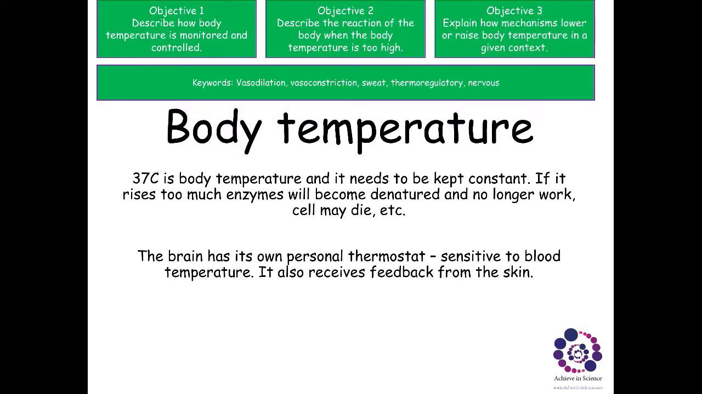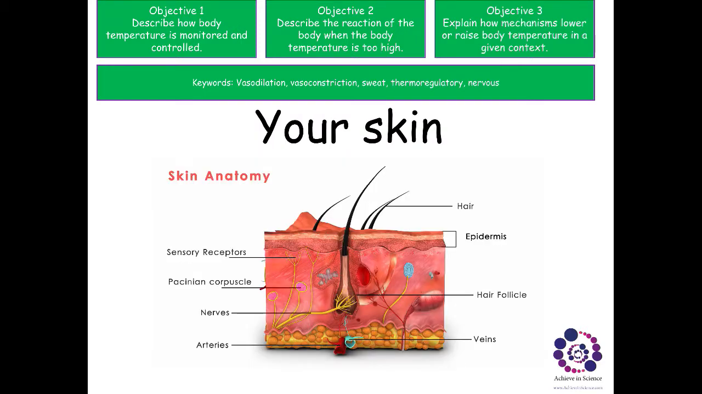Now the brain has its own personal thermostat that is sensitive to blood temperature. It's also receiving constant feedback from our receptors within our skin. So it's able to regulate our body temperature constantly. Our skin plays a major role in this. You can see within our skin there are sensory receptors near to the surface. There are nerves which carry the impulses to our brain. We've got arteries carrying blood to the skin and veins carrying blood away from our skin. We've also got hairs that lie on the surface of our skin.